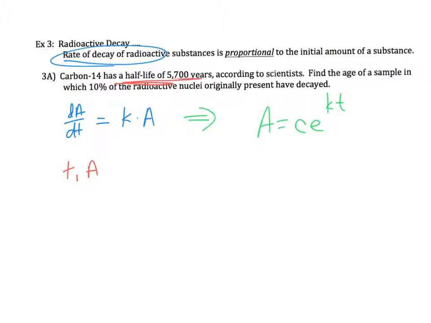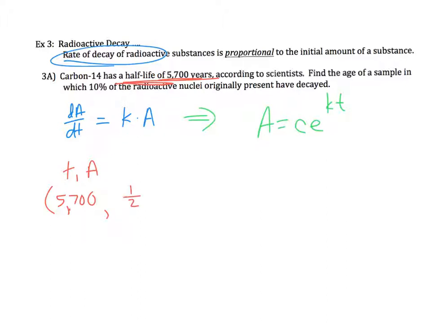Carbon-14 has a half-life of 5,700 years. So my time is in years this time, and I'm recognizing that at 5,700 years, something is happening. I've got half the amount of the substance that I started with. So here's the problem: I don't know how much I started with, but I know that whatever I started with, I'm going to have 1/2 of that.